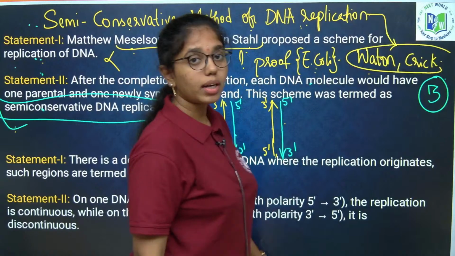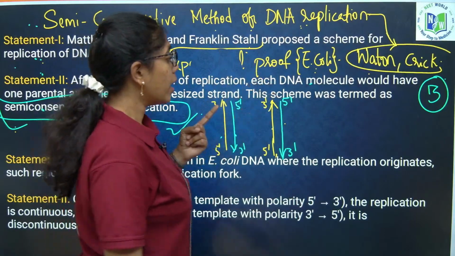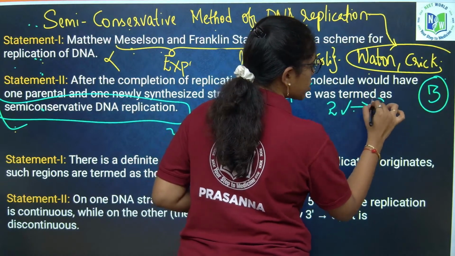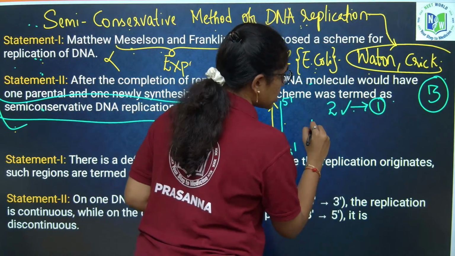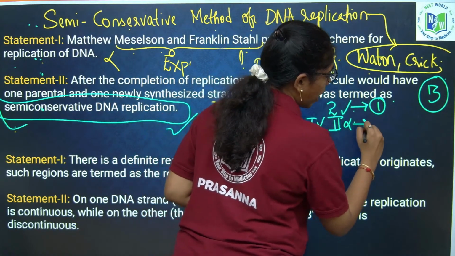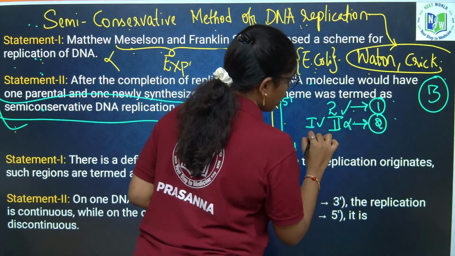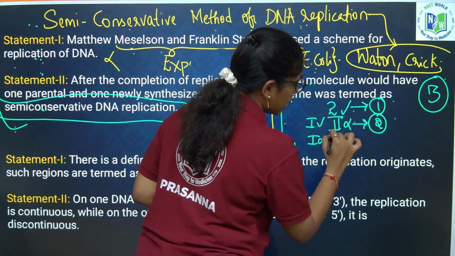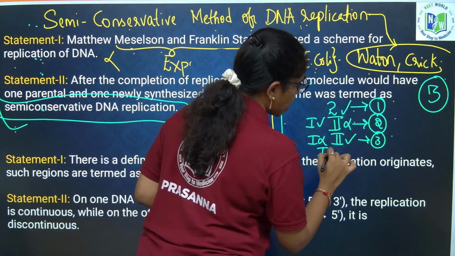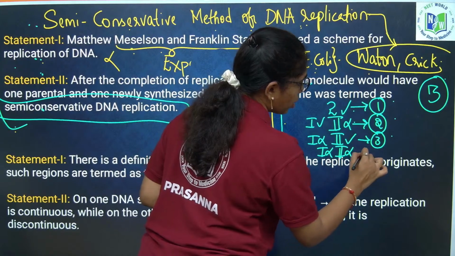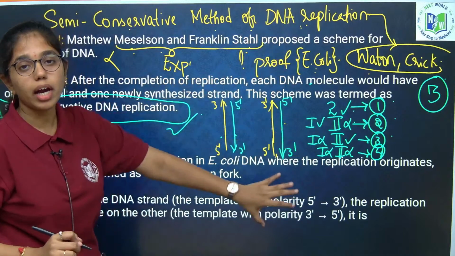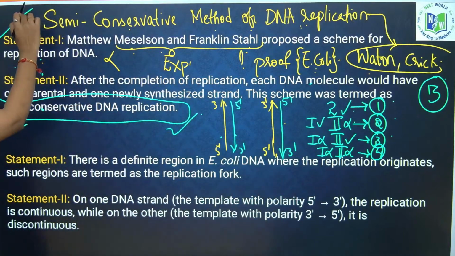What are the rules for statement based questions? If both statements are correct, go for option 1. If the first statement is correct and the second is wrong, choose option 2. If the first statement is false and the second is correct, choose option 3. If both statements are wrong, choose option 4. Keep it in your mind. Based on that we are going to solve now. So, this is about the first question.